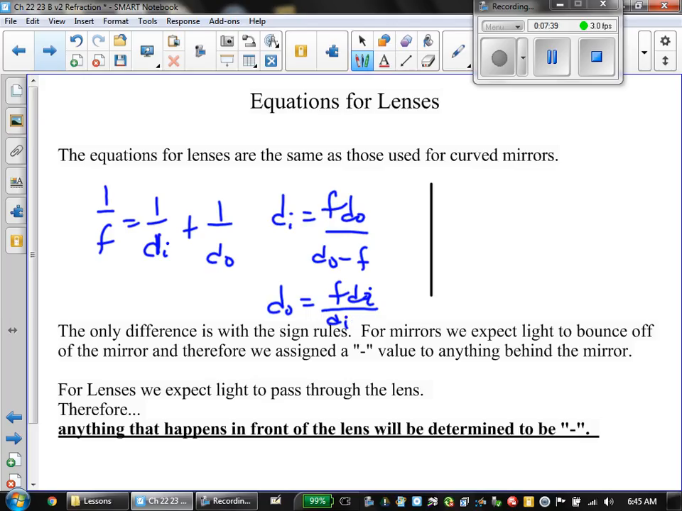We also have HI over HO equals DI over DO, and the magnification is the absolute value of that. We ignore our sign rules for that.